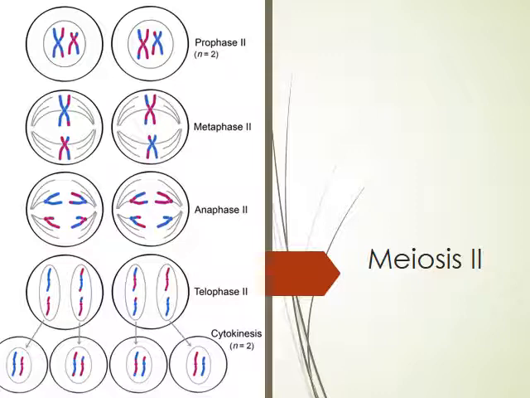You'll notice we start off with 2 chromosomes at the top. We end with 2 chromosomes at the bottom. The difference is these final gametes are all unique. They all have different combinations of genetic material in them.